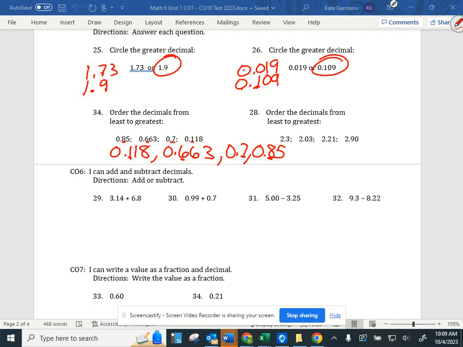Our next one, there's 2s in all the ones places, so I'm going to look at my tenths place. And I see the smallest one is 2.03. Then next is 2.21, 2.3, 2.90. So we're comparing that tenths place, because in the ones place, they were all 2s. So the next one we go to are the tenths. Any questions on this objective?